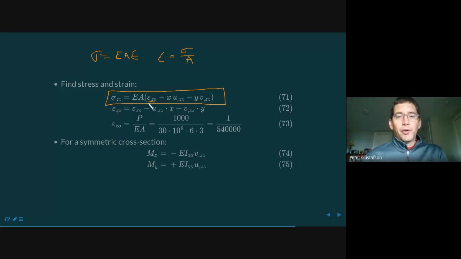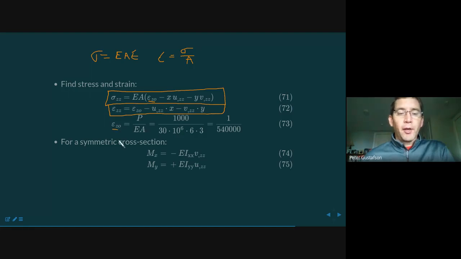And so by doing that, we can cancel this EA, and we can now see the total strain in the Z direction is just the strain of the reference axis minus the curvature times the position X within the cross section, minus the curvature times the position Y within the cross section. And so, in the end, we can compute strain at all points everywhere in the beam.